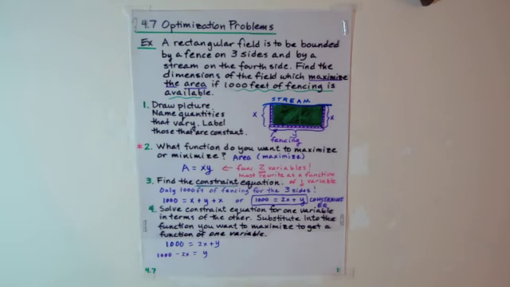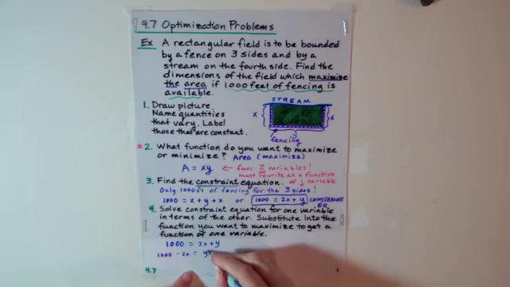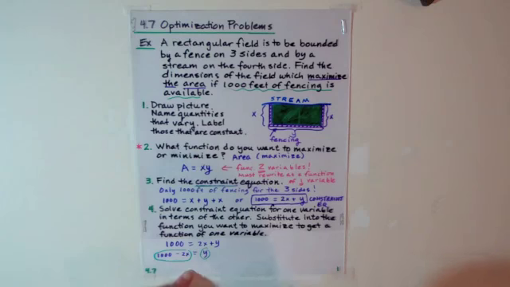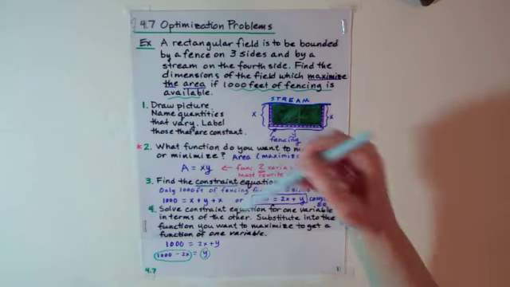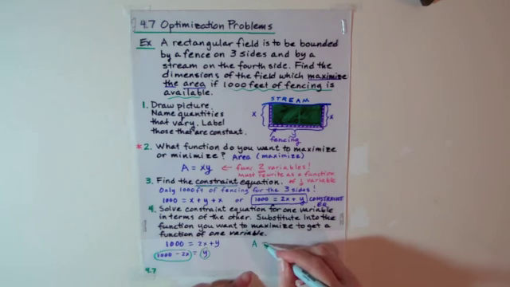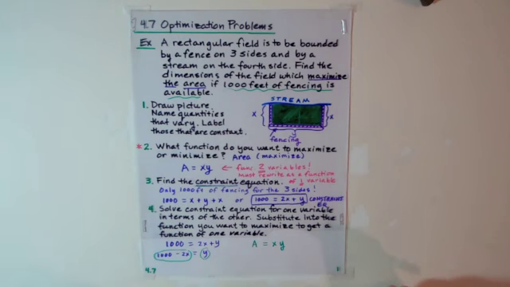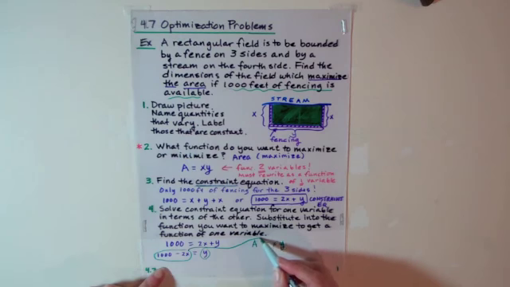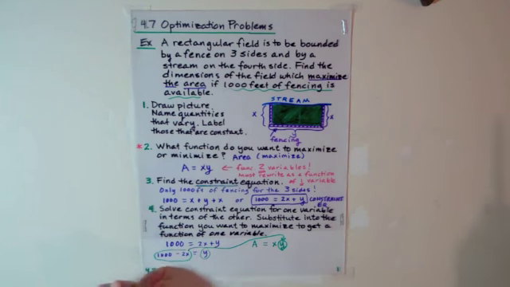And now notice that I have y written purely in terms of x. How can I use that to rewrite A equals xy as a function of just one variable instead of a function of two variables? Well, I could take this and substitute it in place of my y. So y is the same thing as 1,000 minus 2x. That means I can replace this y with 1,000 minus 2x.